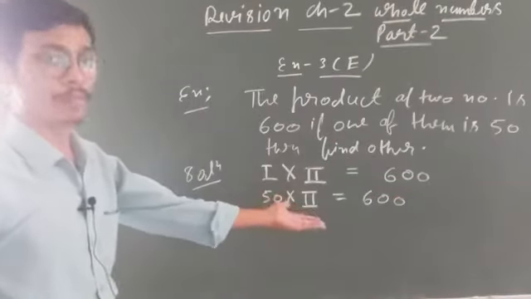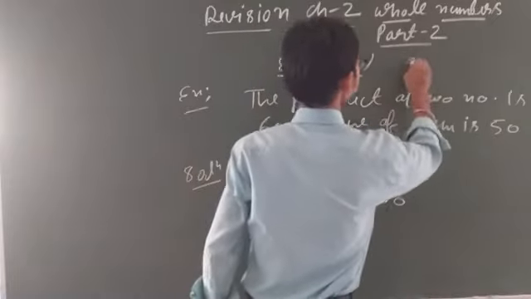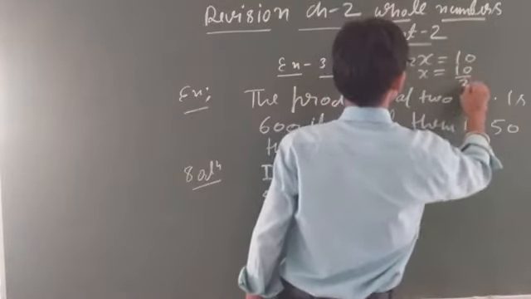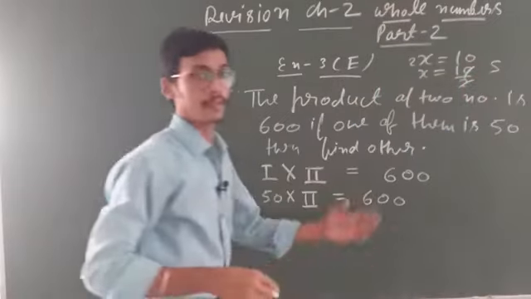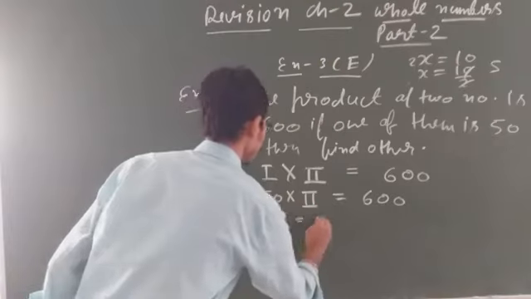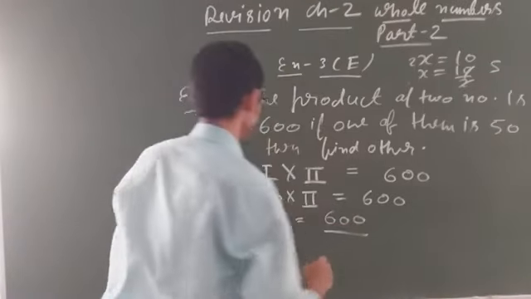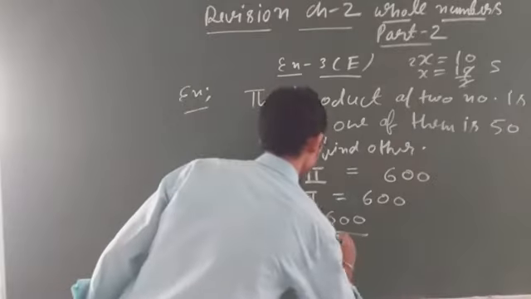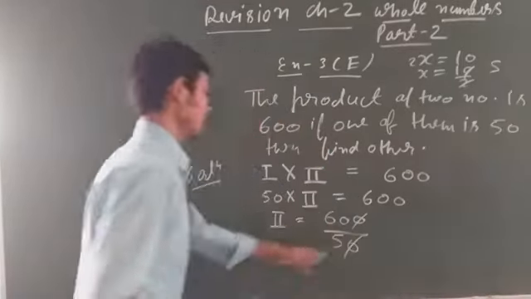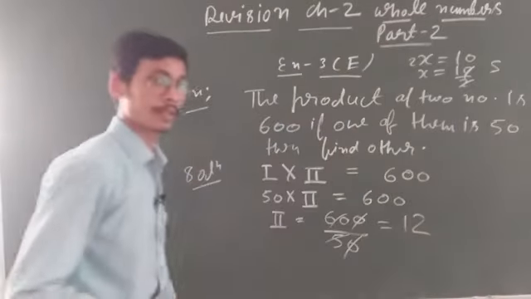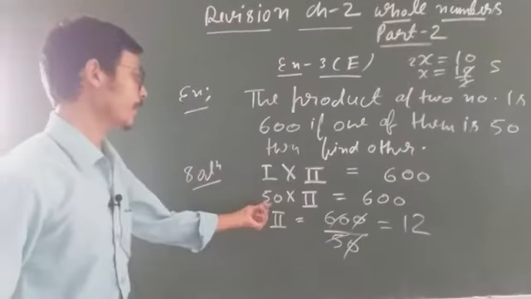Now this is the basic concept. You know that if 2x equal to 10, then the value of x equal to 10 upon 2, that is 5. Simple concept, student. You know that the value of the second number is 600, and this is in multiply, so it will go downside and become divide. So 600 upon 50, cancel, 5 divides, it will come 12.